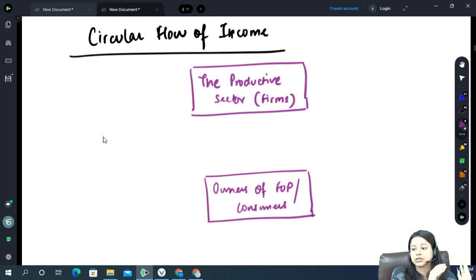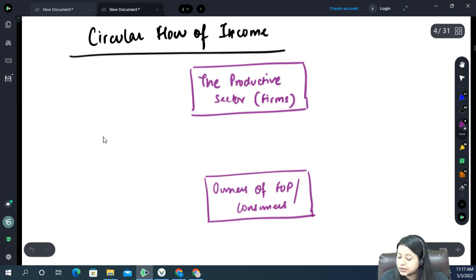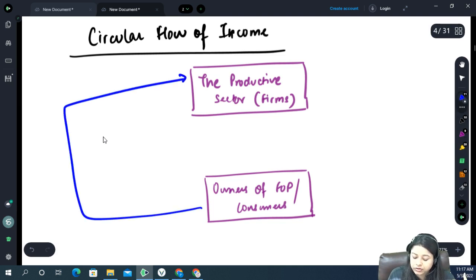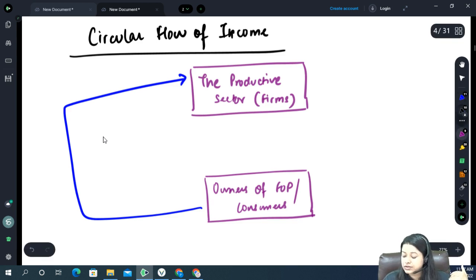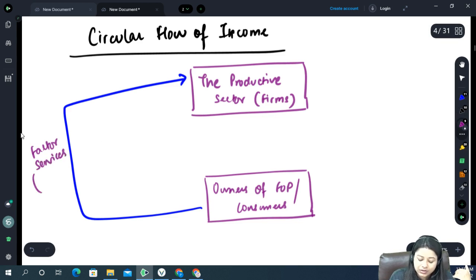The land is of someone else. I have taken that land, maybe on rent, or maybe I have purchased it, whatever the case is. So these are the owners of factors of production from whom we are taking factor services. What are these services? Land, labor, capital and so on. Clear?